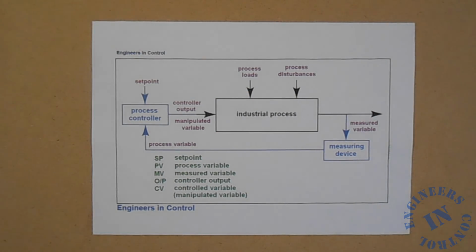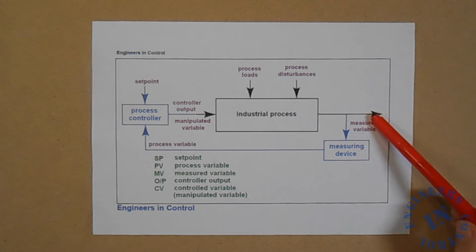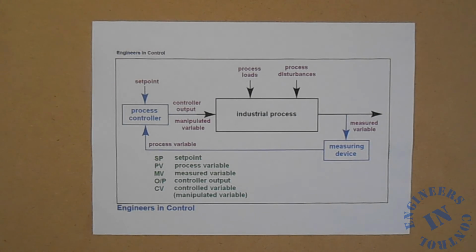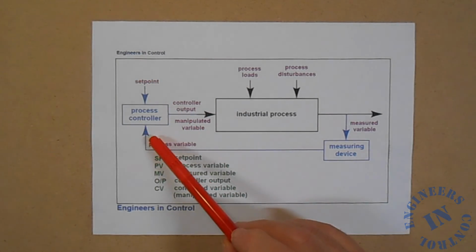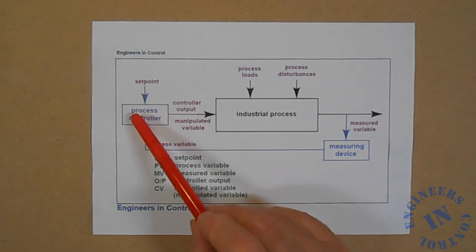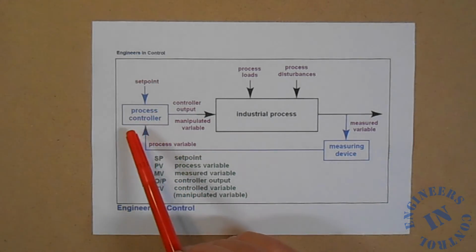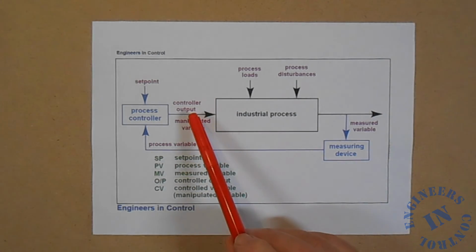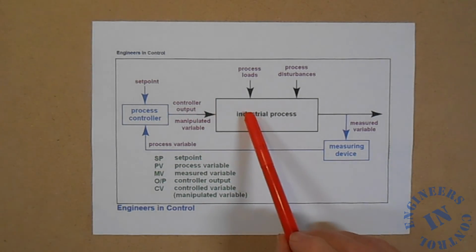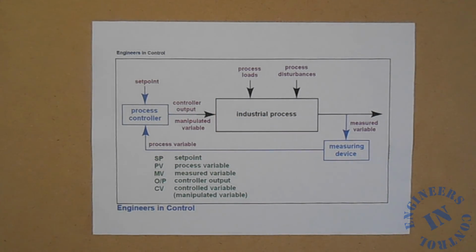The measured variable is the output of the system, this one here, and it is what we measure and it is what we really want to achieve. The measuring device, the measuring instrument, measures the measured variable, and the signal we obtain is called the process variable. The controller is subtracting the process variable from the set point to achieve a signal here which we call the deviation, and the deviation is what drives the industrial process.